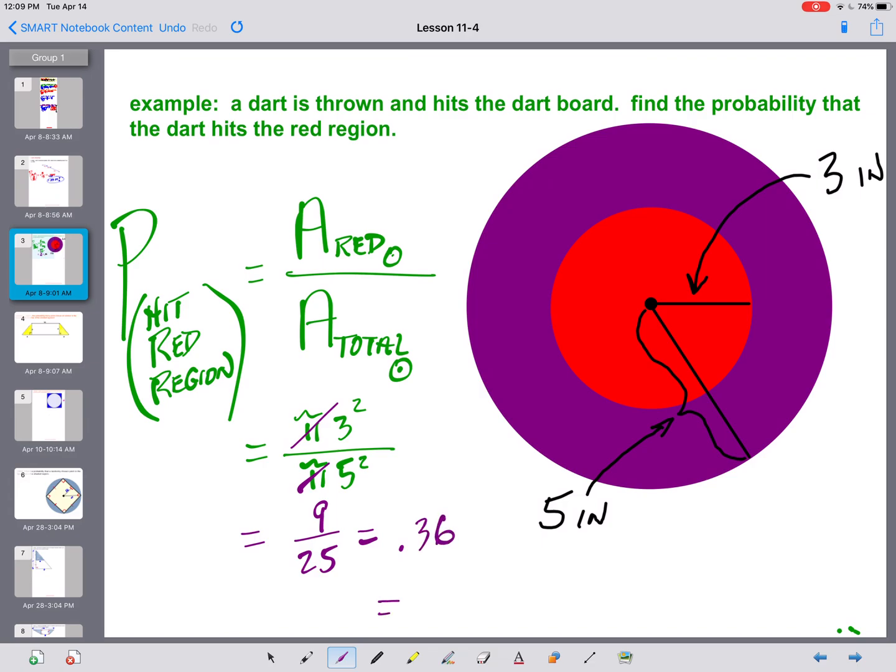0.36 as a decimal. What do you think? Yep, 36%. So there's a 36% probability that if your dart hits the board, and it is going to hit the board, it will hit the red region. Really what we're looking at is the red region divided by the total region. That's the end of part 1. I've got 2 more slides to show you for lesson 11.4.